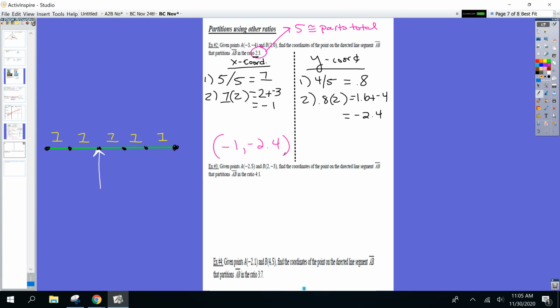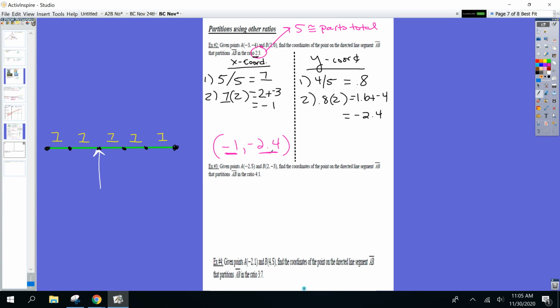All good? And please make sure, everyone always asks about, how can I check if this is right or wrong? Your x coordinate should be in between the 2 x coordinates at the beginning of the problem. Your y coordinate at the end should be in between the 2 y coordinates in the problem. If it's outside, like if I got a y coordinate of 6, I'm in trouble. If I got a y coordinate of -8, I'm in trouble. The x and the y coordinate should be in between the 2 that are given.